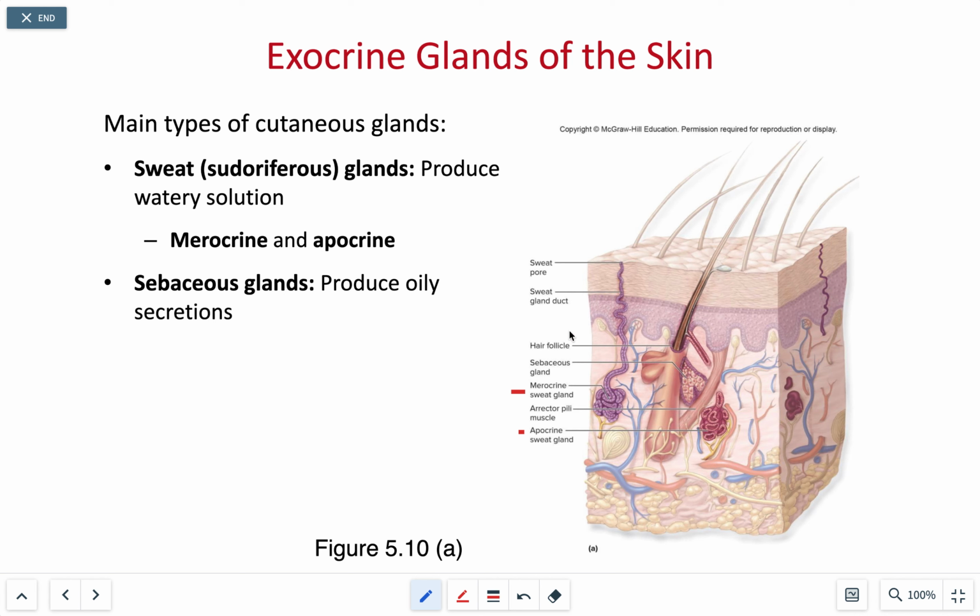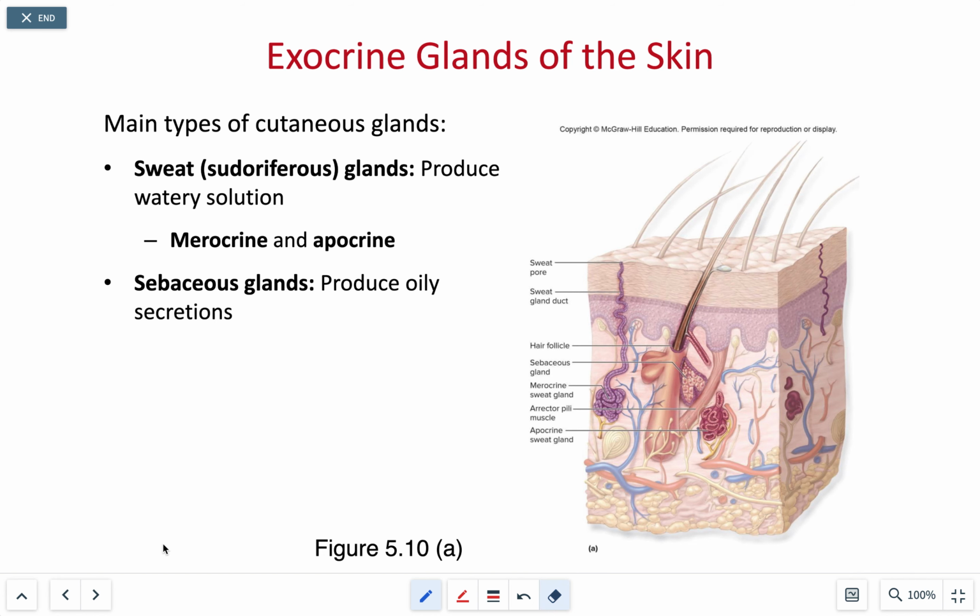And the last one is the sebaceous gland. This sebaceous gland is located next to the root shaft, and it produces an oily secretion. It helps the hair remain healthy and prevents it from becoming brittle and dry.